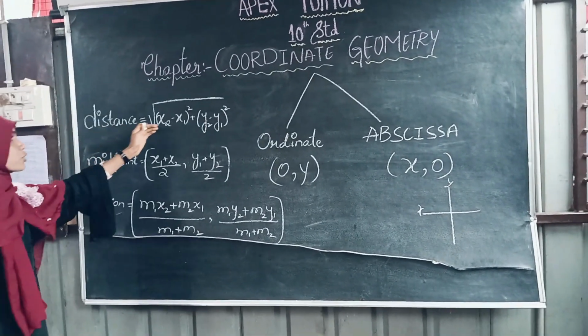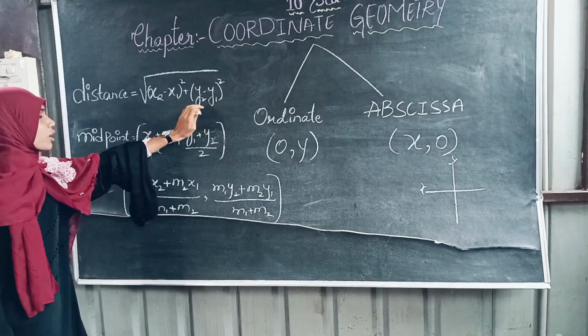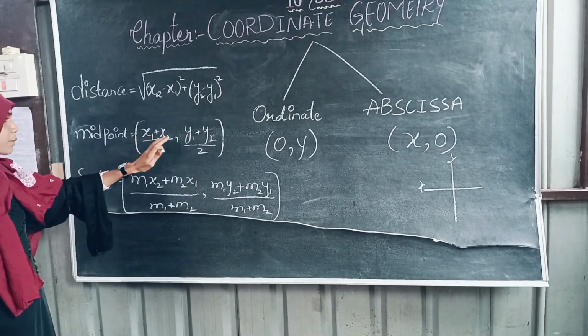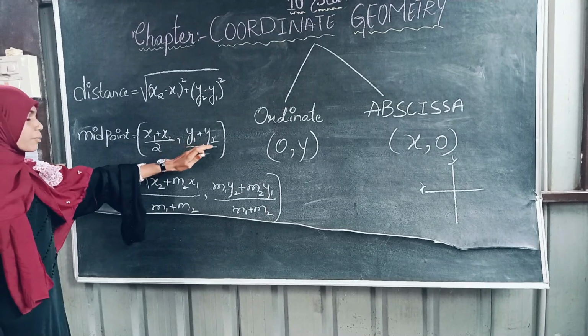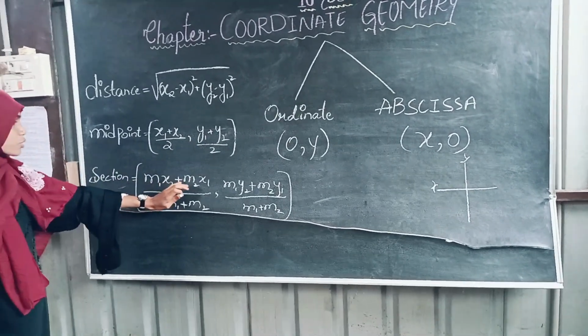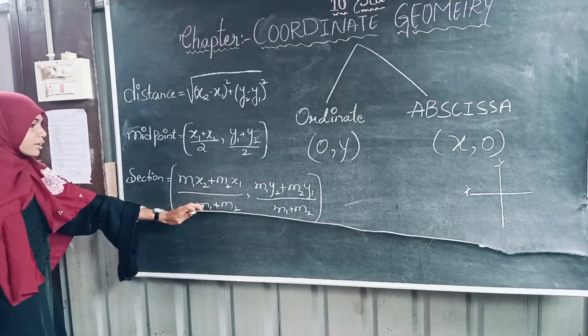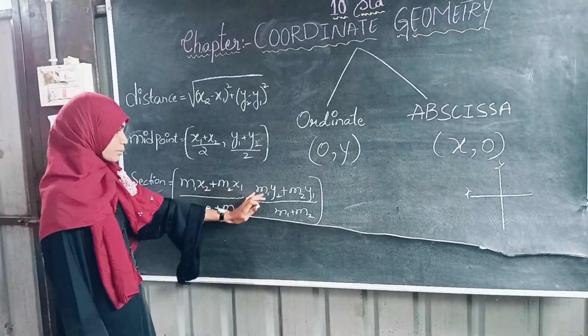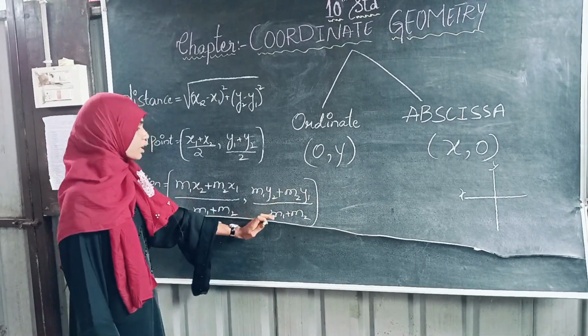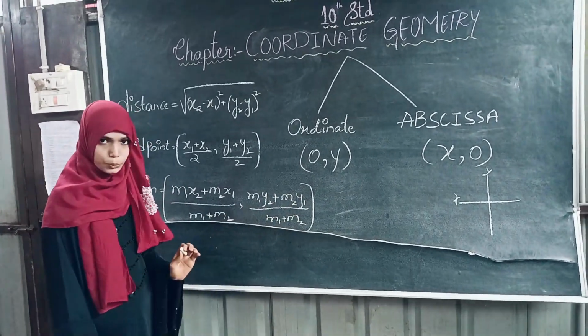Distance formula is equal to root of (x2 minus x1) whole square plus (y2 minus y1) whole square. Midpoint formula: (x1 plus x2) by 2 comma (y1 plus y2) by 2. Section formula: (m1 into x2 plus m2 into x1) by (m1 plus m2) comma (m1 into y2 plus m2 into y1) divided by (m1 plus m2).